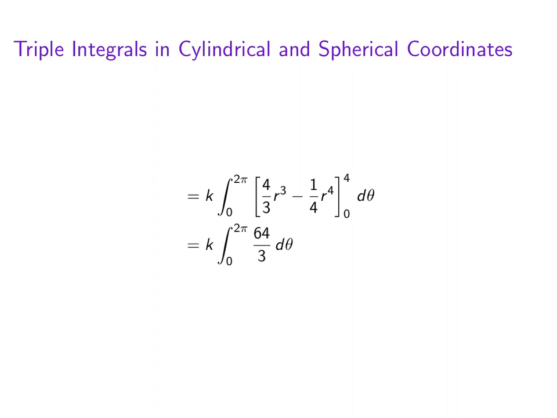Plug everything in. We'll get k times the integral from 0 to 2 pi of 64 over 3 d theta. And this is very easy. There's even no theta in the integrand. And our final expression is going to be 128 pi k over 3. You'll see that the evaluation of the integral is very easy once we convert it into cylindrical coordinates. And that's just because this particular region of integration lent itself very nicely to cylindrical coordinates. Okay, that's all for now.